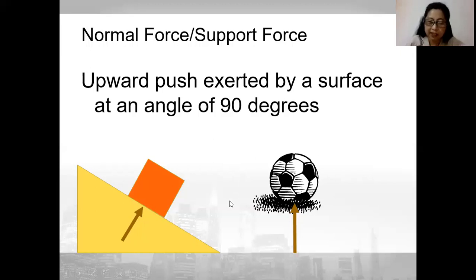So this is for normal force, wherein the surface is horizontal. You will see that it is 90 degrees. While when the surface is inclined, you will still see that the surface exerts a normal force at an angle of 90 degrees. The symbol for normal force is F sub n, or F subscript n. Okay?